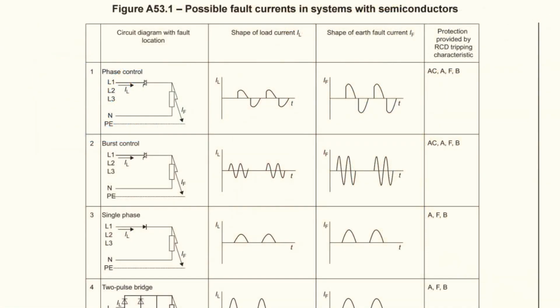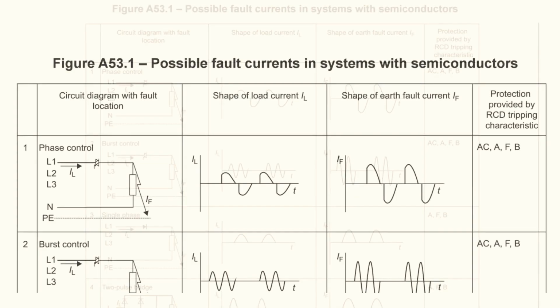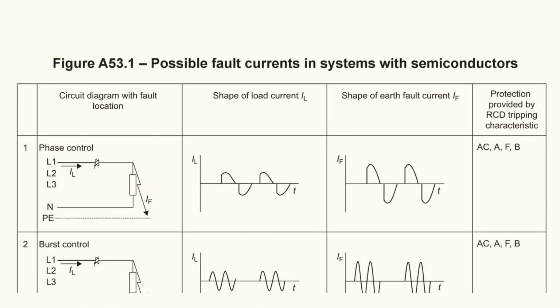In BS 7671 Annex 53 Table A53.1, that shows the possible consequences of faults occurring in systems incorporating semiconductor devices and explains what the waveform of the current would look like under fault conditions. Now, looking at the top drawing in the regs, you can just about see that there's a triac being used in this circuit. And if a fault occurs, then the fault current looks like this. You can see that it's a pretty rough AC waveform because the triac is chopping it up a bit, but it's still an AC waveform.